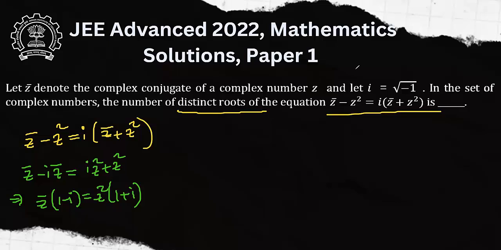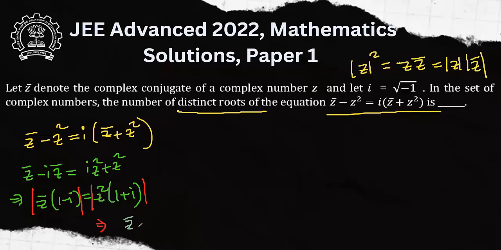Now we know the property: mod of Z square is equal to Z times Z bar, which is the same as mod Z times mod of Z bar. All three are the same. Now in this equation, I'll take the modulus of both sides. So mod of the left side is the same as mod of the right side. From there you will get mod of Z bar times mod of 1 minus I is equal to mod of Z square times mod of 1 plus I.